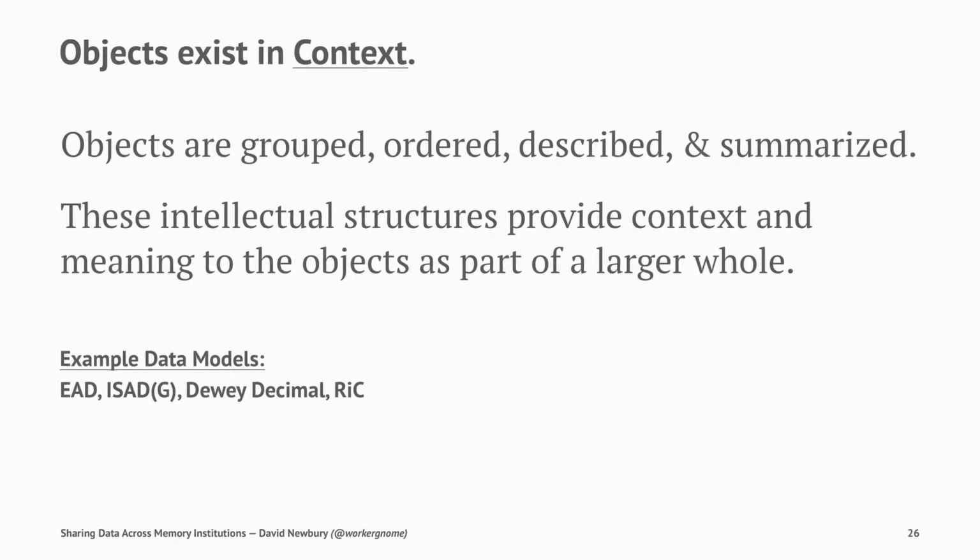But objects also exist in contexts. We don't ever think about objects by themselves. Often we put them into groups, into collections. We organize them, we summarize them. This is one of the most human things that you can do. And they provide context and meaning to the objects as part of a much larger whole. A vase by itself is a bunch of pottery. It's a bunch of clay. A collection of vases tells the story of a culture. And so we have data models that help us talk through these sorts of organizational structures, these contextualizations of objects.